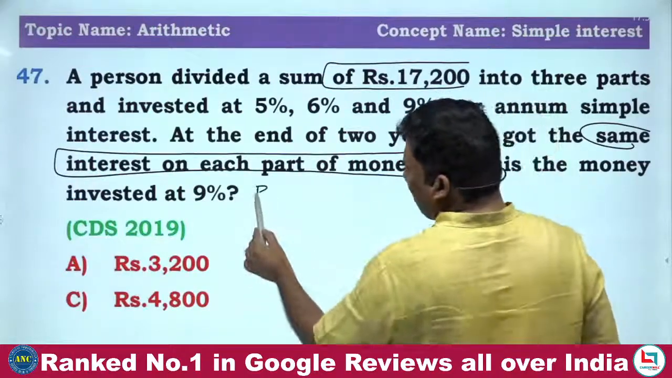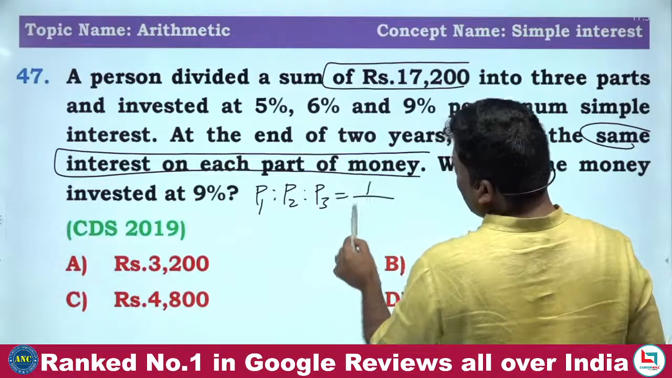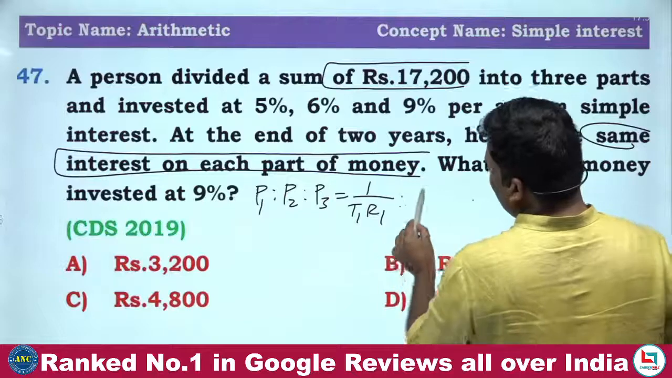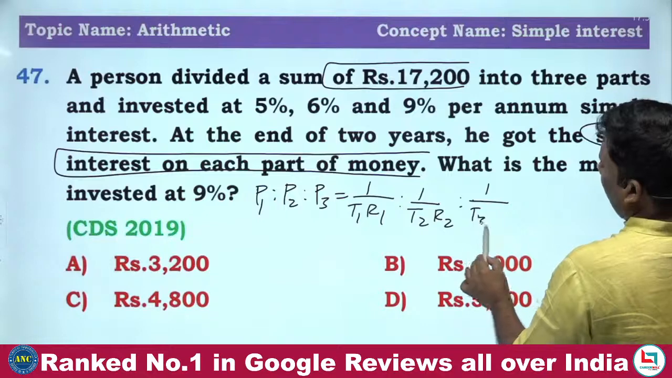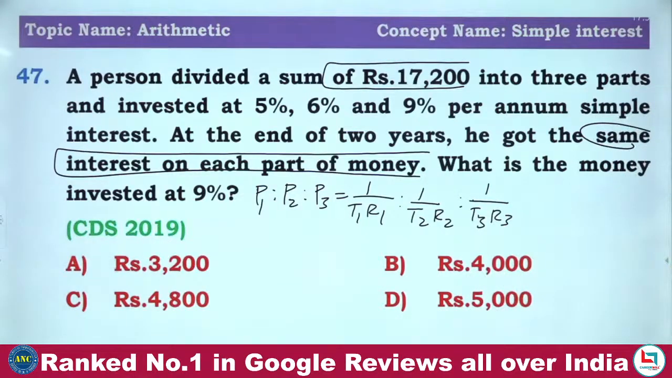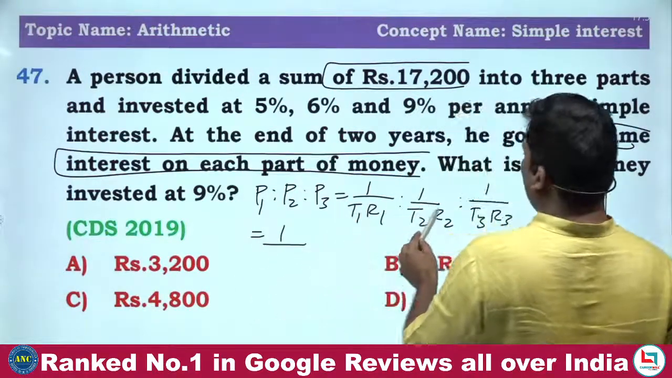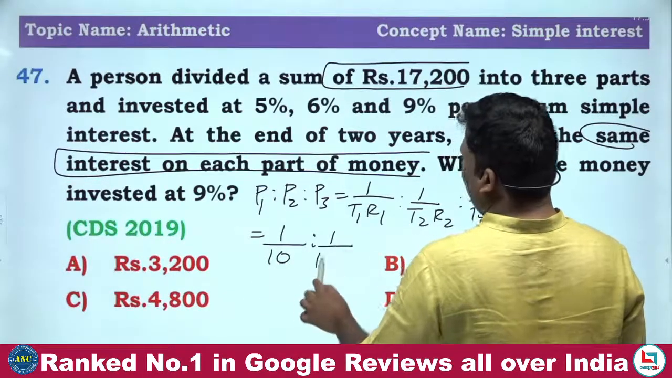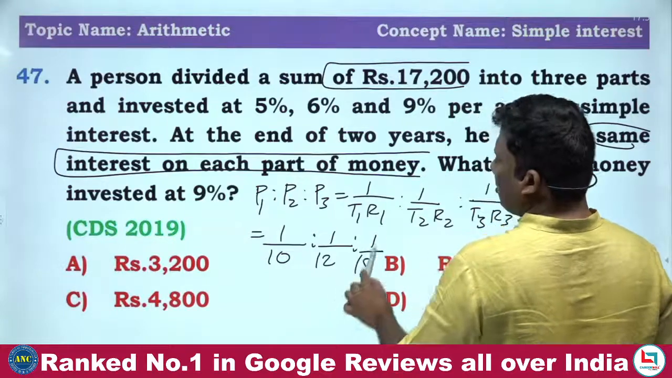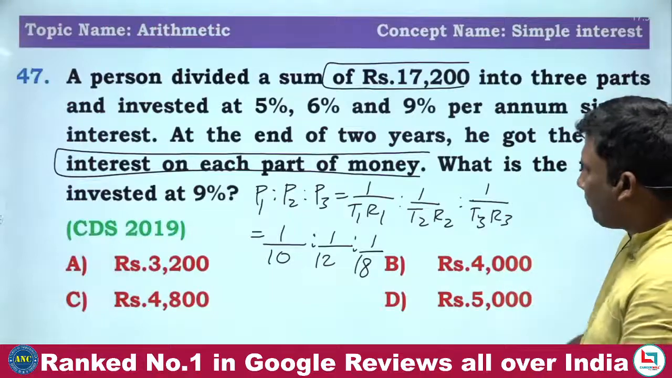The same interest he got. If the interest is the same, P1 is to P2 is to P3 is 1 by T1R1 is to 1 by T2R2 is to 1 by T3R3. How many years is it given? At the end of 2 years it is given. So it is 2 years, 2 years, 2 years. So it is 1 by 10, 1 by 12, and 1 by 18. Are you all with me? 1 by 10 is to 1 by 12 is to 1 by 18.